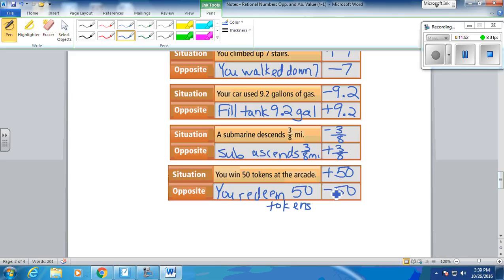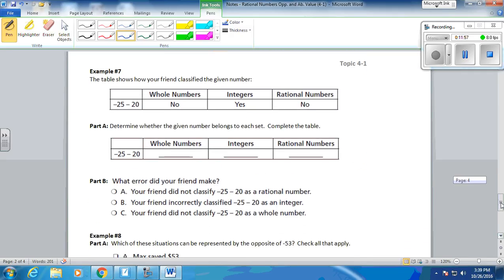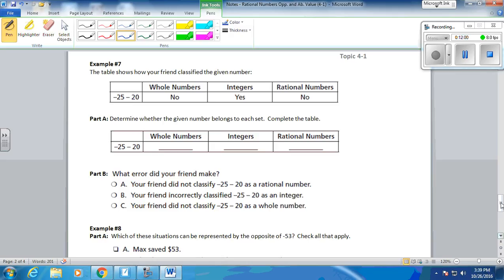So the following examples are questions that we've taken from the homework that are similar to homework tonight. They are showing us here that the table shows how your friend classified the given number. This is our given number, -25 minus 20. Well, if you remember from last year, if you're looking on the number line and you're at -25, you are subtracting 20. Subtraction tells you to go to the left. So if you go to the left on your number line another 20, you're going to end up at -45. So this is -45 here.